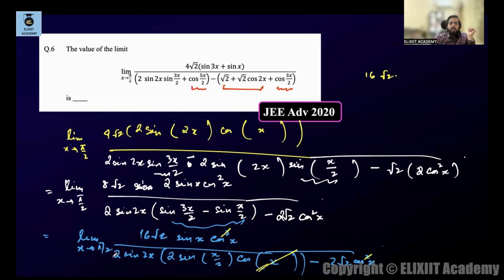From here also you can take out 2 common, right? You take 2 common from here and cancel out. So 2 times 8. Okay. So this reduces itself to 8 root 2. We can further simplify this thing. Like here we have 1 cos x over here. So we can further simplify this.